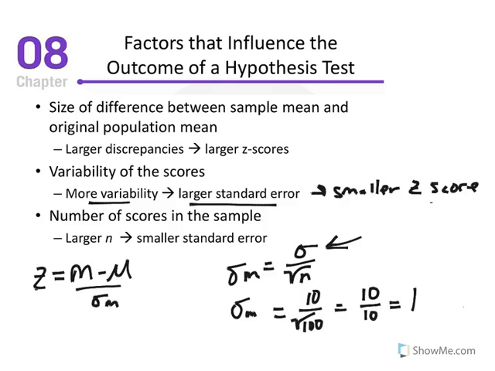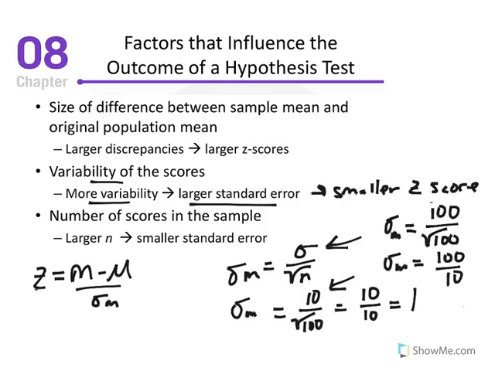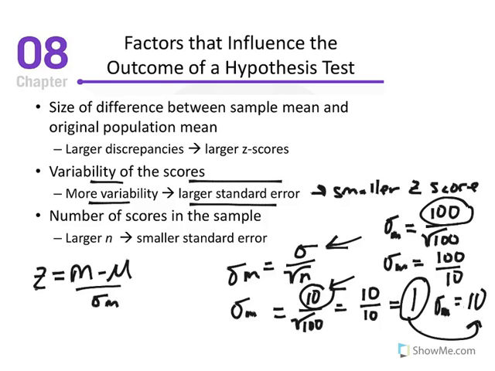And now let's increase the population variability, this value. Let's increase it to 100. So standard error is now, again with more variability, larger standard deviation of the population over the square root of 100. So our standard error would equal 100 over 10, and our standard error would equal 10. So notice that as I increased the standard deviation of the population from 10 to 100, the standard error went from 1 to 10. So again, affirming this larger standard error.